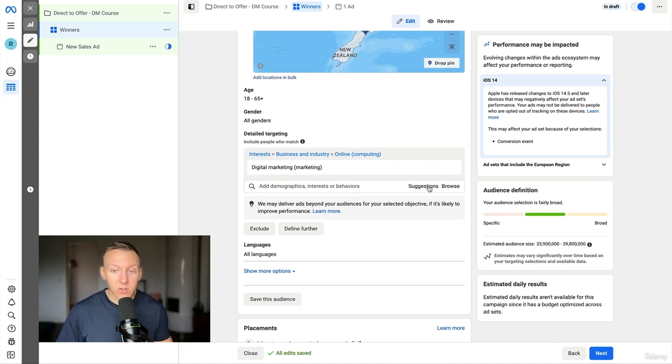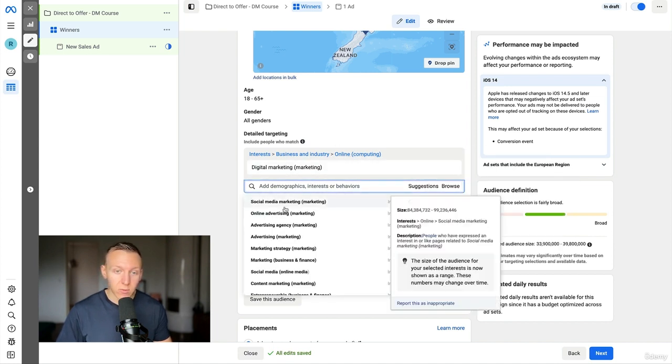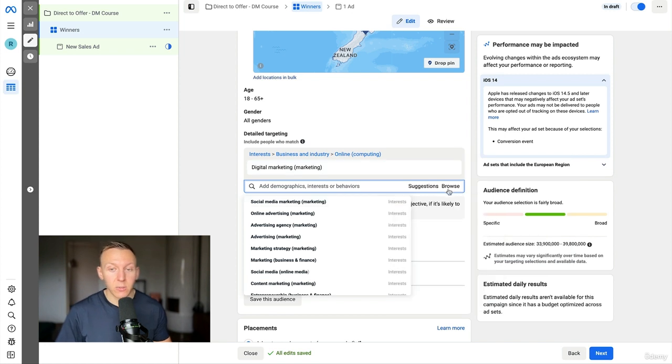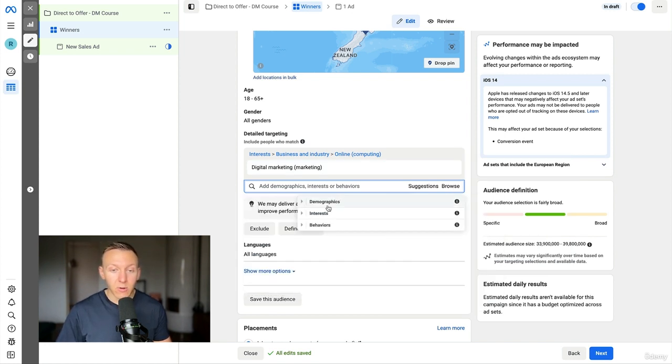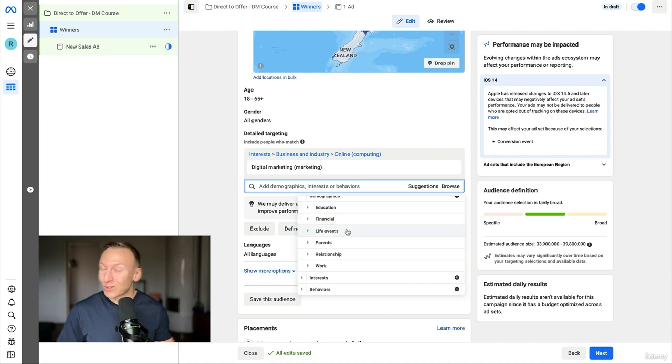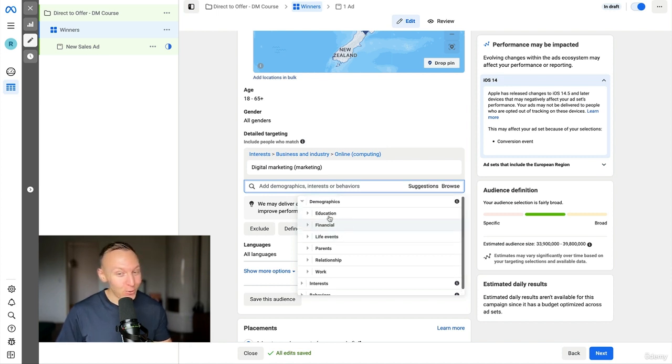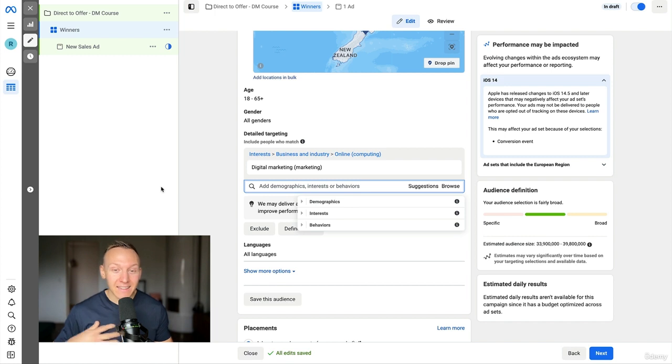You can add in suggestions in here from what I just chose. So we're going to use social media because I added in digital marketing. We can also browse in demographics, interests, and behaviors. And again, these used to be so much bigger with so many more detailed interests, but they're removing them one by one. I think that in the future, there won't even be a section called detailed targeting because they're just picking it away, and then you can just let the algorithm loose.